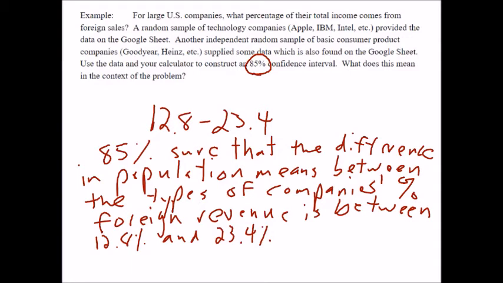Now, because both are positive, that tells us that mu2, the second population mean, is going to be less than the first population mean. On our spreadsheet, the first population were the tech companies. So this is telling us that we can be 85% sure that tech companies have a larger percent foreign revenue than those of the, I think they call them basic companies. So things like tire sales and toys and whatnot.